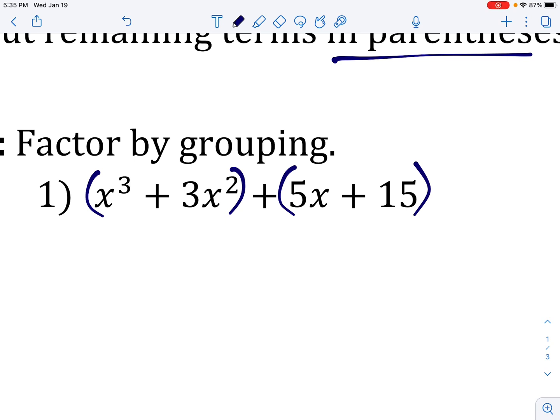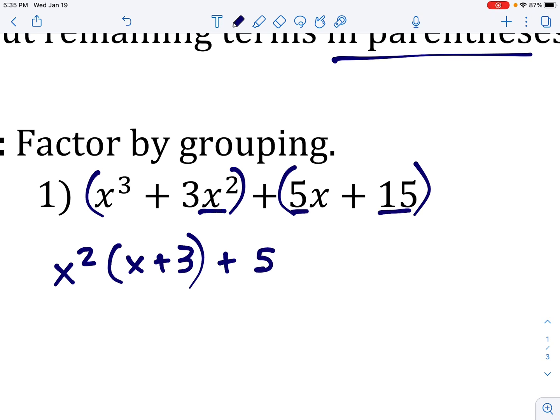So in this case, x squared is my greatest common factor. I can't take out any numbers because they don't have any numbers in common, just x squared. I'm left with x plus 3, plus 5 and 15. I can take a 5 out. My greatest common factor is 5. I'm left with x plus 3. There's my factors again. They share x plus 3, so that was our goal. That's what we're looking for. We want it to get to having those factors be exactly the same.